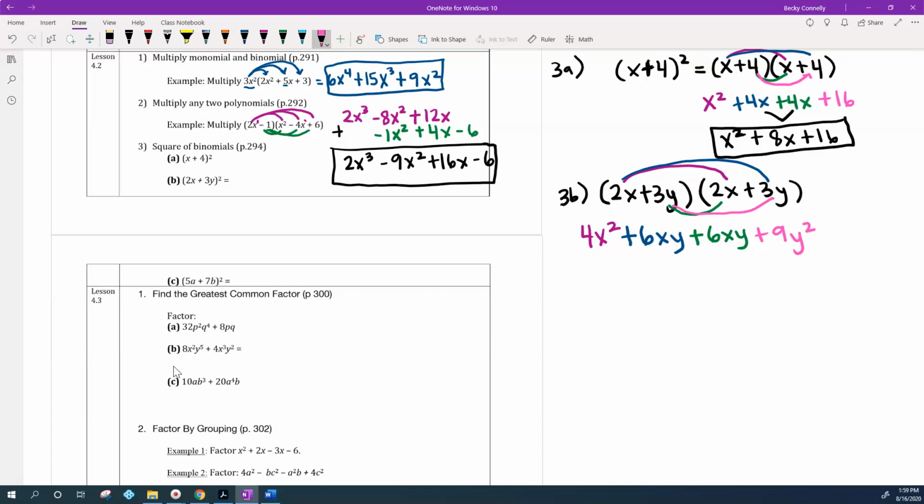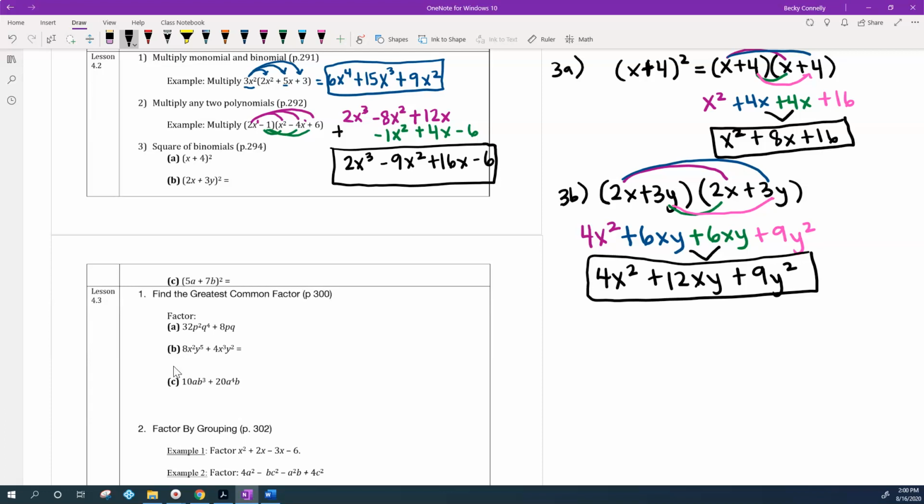And again, we want to get any like terms together that we have, which we do have here, right? So I have 4x squared plus 12xy, 6xy plus 6xy, and then plus 9y squared. So make sure you simplify it all by getting any like terms together on that as well.